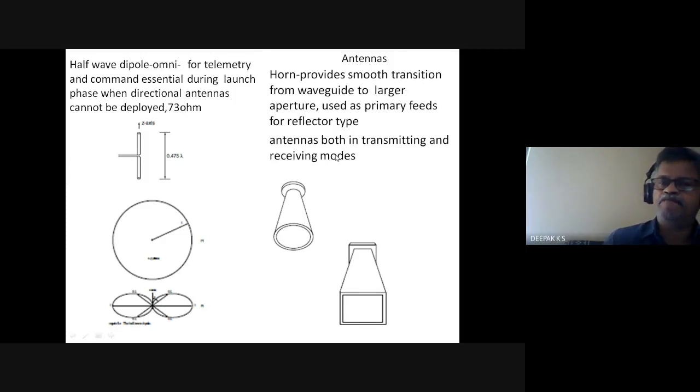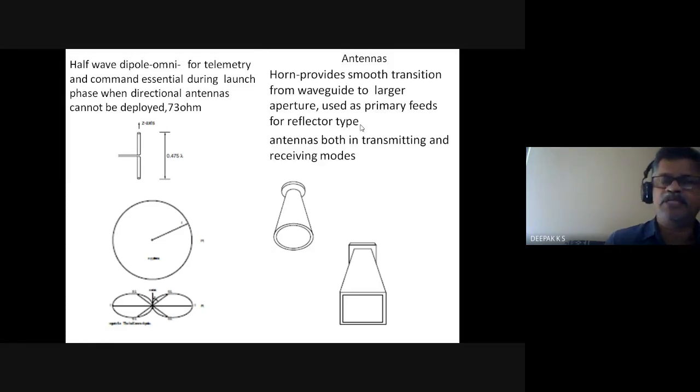And basically, I told you we have a paraboloid reflector for the antenna. However, we use a horn antenna as well. So both are used. With the horn antenna, when you have a waveguide, you can transition from this circular waveguide to this aperture smoothly; it is conical, and this is a horn. So here there is a smooth transition. And these horn antennas are used as primary feed for reflector type antennas.